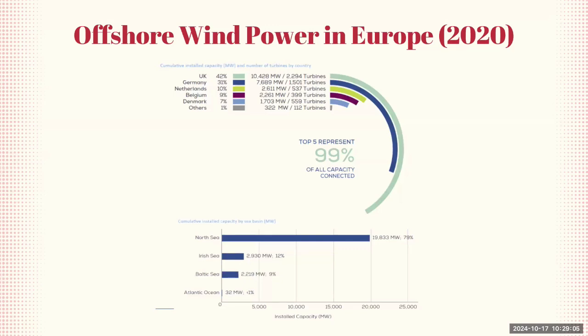It is also notable that the top 5 countries in offshore wind power account for 99% of all installed capacity. Additionally, we see the North Sea dominating the distribution by sea basin, containing 79% of the installed capacity, followed by the Irish Sea and the Baltic Sea.